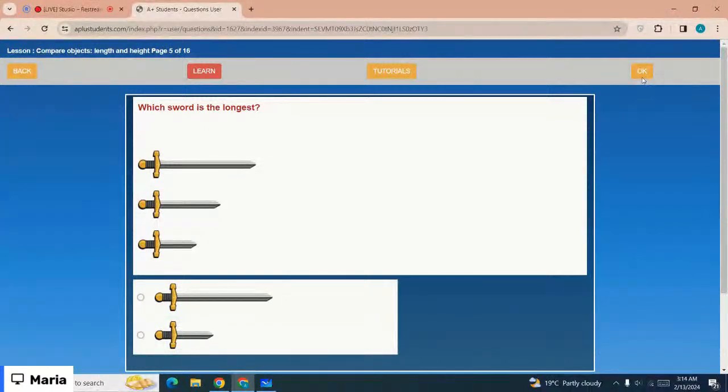Which sword is the longest one? Which is the correct option? Yes, the second option is the correct option, right? That is the longest one. Option one is the correct option. Sorry.